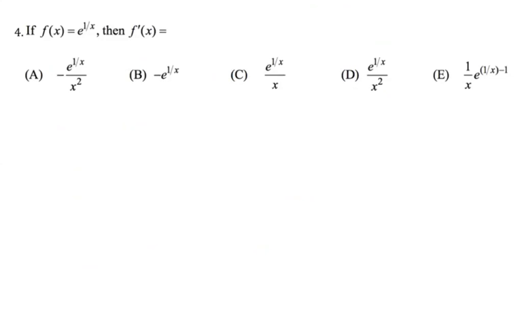Here we just have to find the derivative of e to the 1 over x. It looks like we just have to use the chain rule here. Then e to the 1 over x. And what is the derivative of 1 over x? That's right, it becomes negative 1 over x squared. Now, if I combine them together, then I believe it looks like A. Yeah, it looks like A. That seems to be our answer.